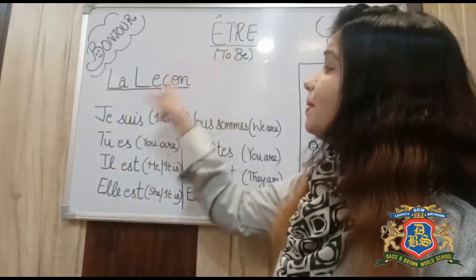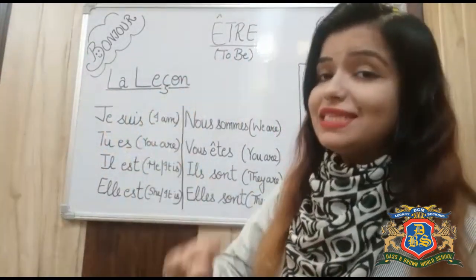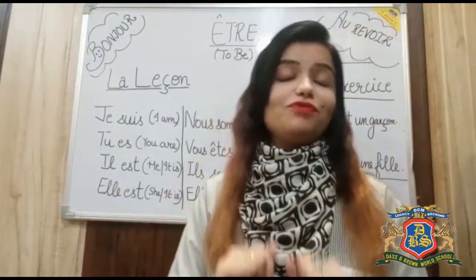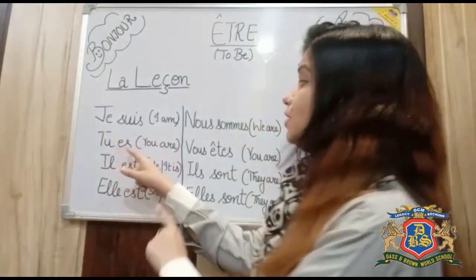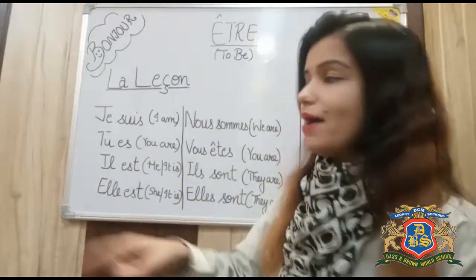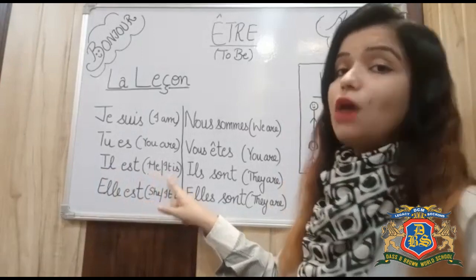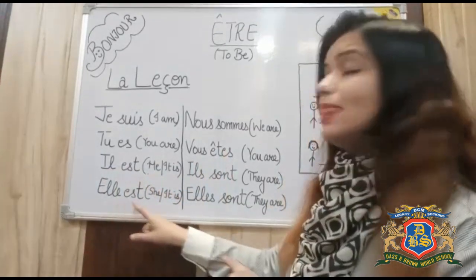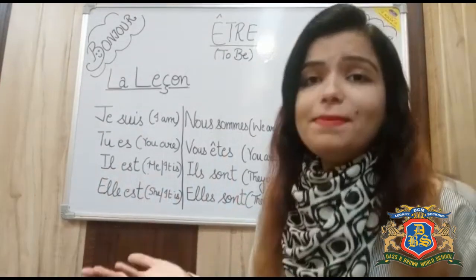First, être becomes suis with je. So je suis. Je means I, and suis would be am. Très bien. So it would be je suis, that is I am. After this, tu es. That is you are. Then we have il est, that is he is or it is, masculine. And then we have elle est, that is she is or it is, feminine.